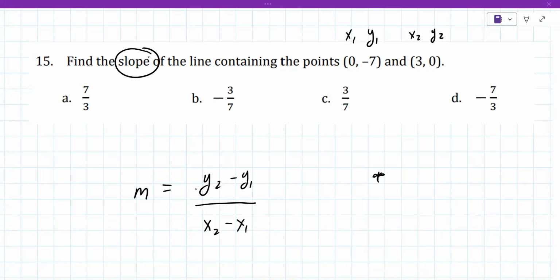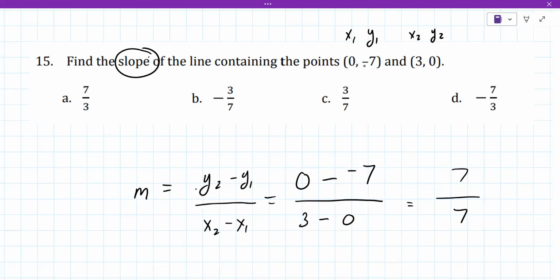What did you get? -7/3. Okay. And then how did you come up with that? What did you put in for y2? 0. Okay, good. Minus, what is y1? Negative 7. It's very different. So minus a -7 becomes +7, right? x2 is 3 minus 0. 7/3, sorry. Notice that both answers are there, negative and positive. You gotta be really careful with your signs.